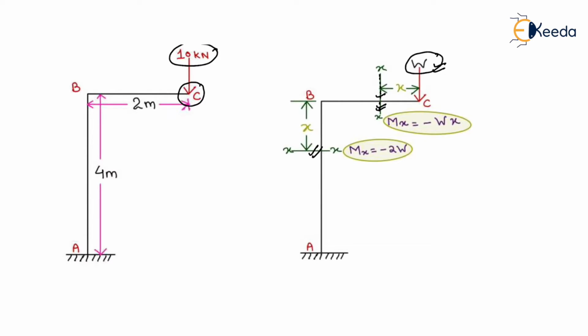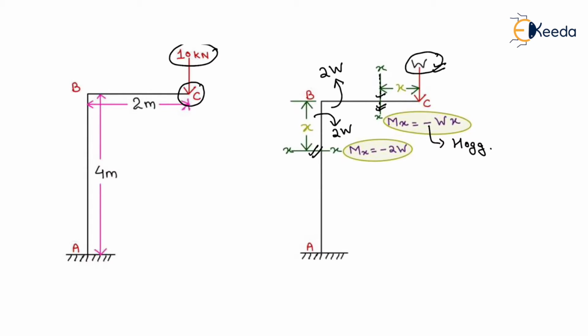Now due to the point load W, the moment acting on this x-axis will be equal to minus W into x, and the minus sign is because of the hogging bending moment. Due to this point load W there will be an anticlockwise moment of magnitude 2W, and due to the joint equilibrium of B we will have a moment of clockwise nature of magnitude 2W in the span AB. Now we have computed the moment in span BC.